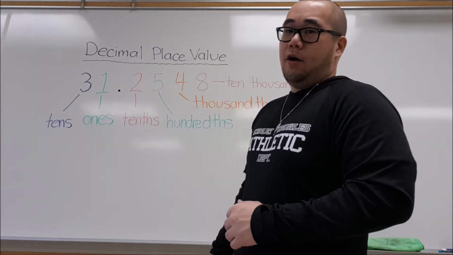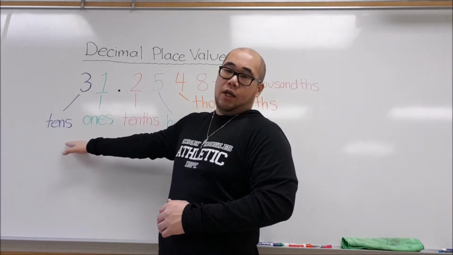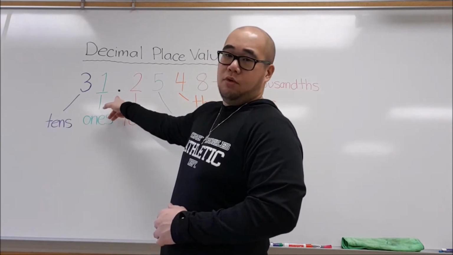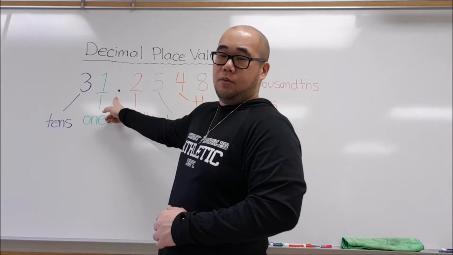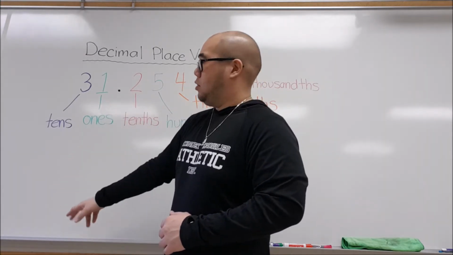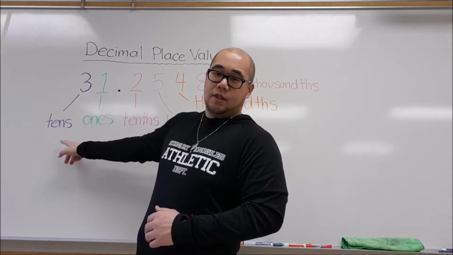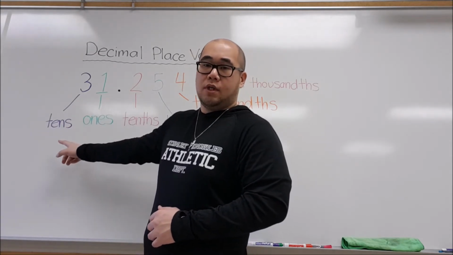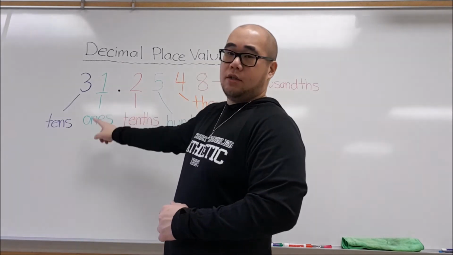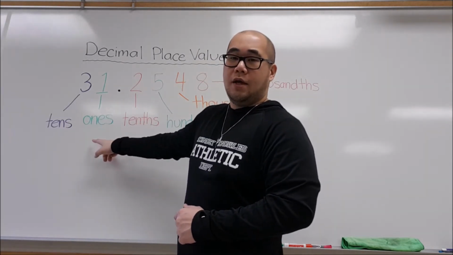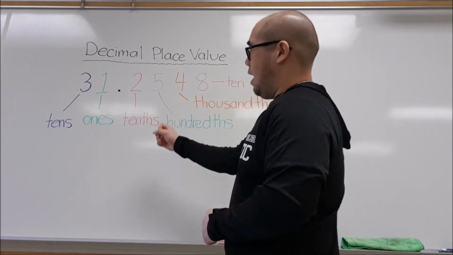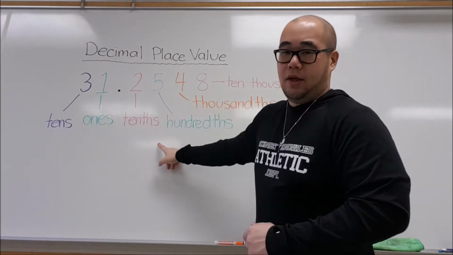31.2548. Now, these place values right here, the ones to the left side of the decimal, the period, the decimal place, this is not decimal place value, but it's just good to start from here. So we know that the 3 is in the tens place value, and that represents 3 tens. And we know that the 1 right here is in the ones place value, and that represents that we have 1 ones. After that, this is when we start looking at decimal place value.